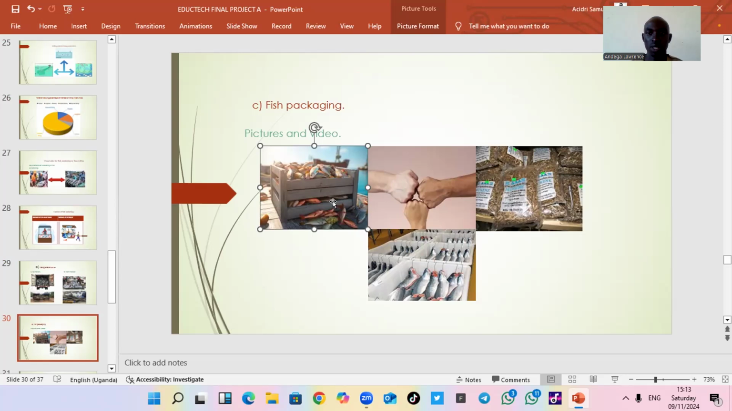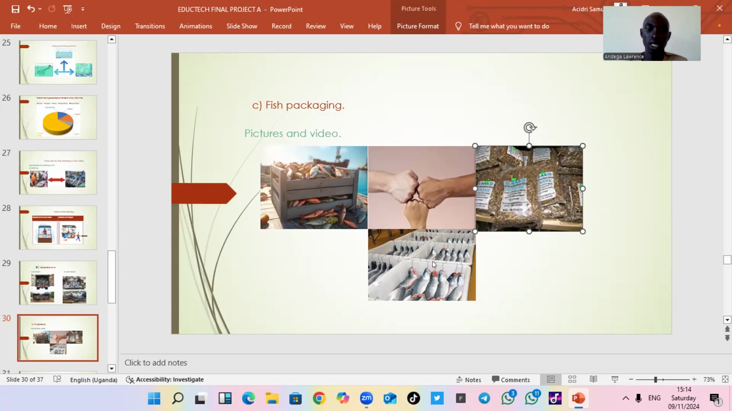We can see in this picture that there is a fish species that have been packed in the box. Then another way is in this picture. This is a silverfish that is always caught, especially on Lake Victoria, and it is packed after sun drying it. So in the packaging, they use some bit of polythene bags. So they are fully packed with the prices written, ready for sale.